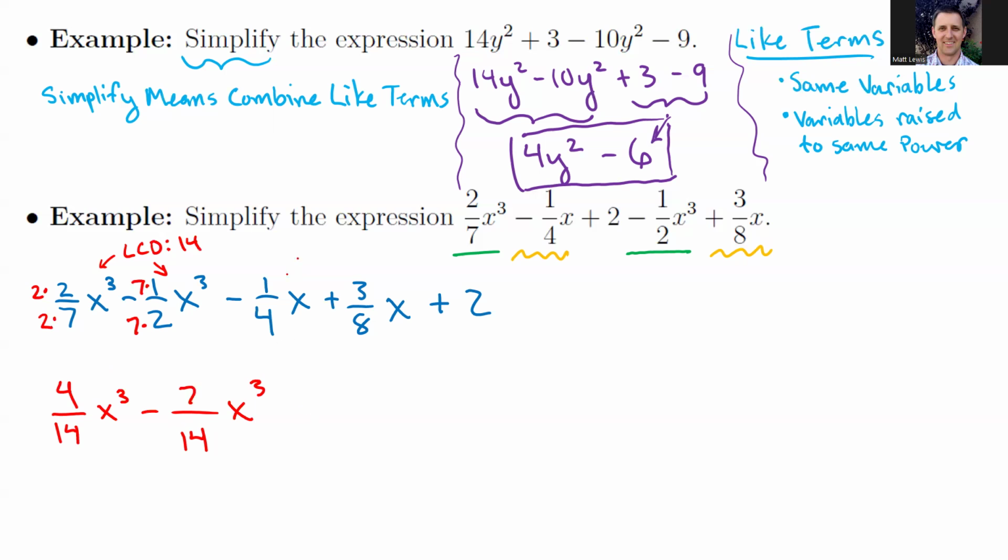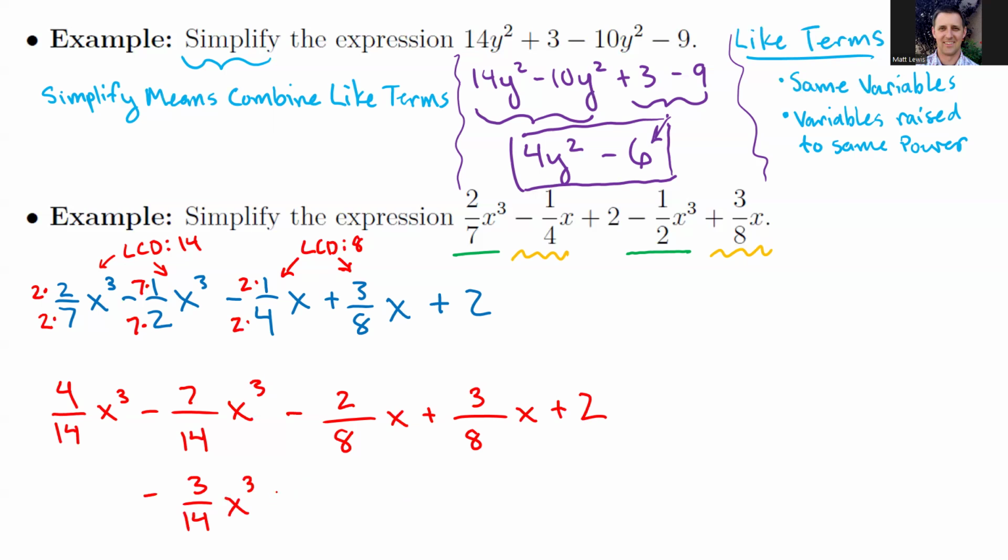And then for these two, clearly the LCD is just 8, least common denominator. So we'll have minus, so I have to multiply by 2 on top and bottom to make my common denominator there. This one I don't have to do anything to. It's good the way it is. So now I can combine these. 4 minus 7 is negative 3/14 x cubed plus 1/8 x plus 2.